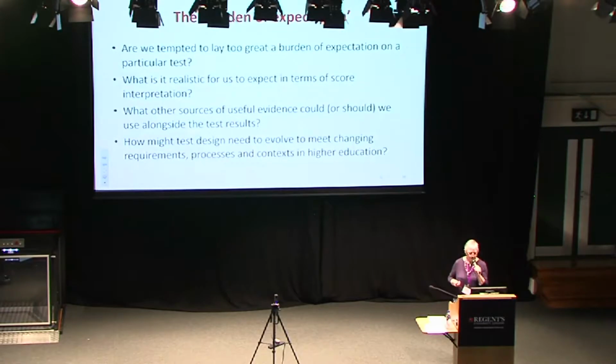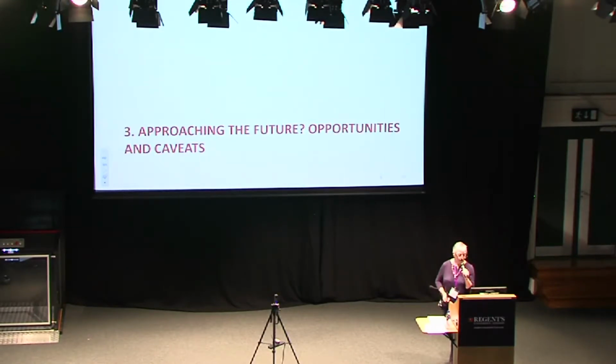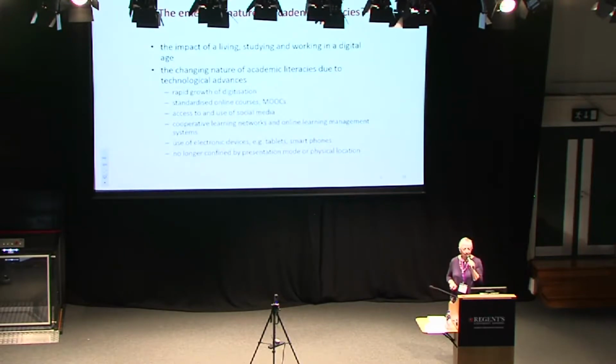And then there's a question which moves us on into the future. How might test design need to evolve to meet changing requirements, processes, and contexts in higher education? So just a couple of things to say about, as we approach the future, opportunities and caveats in relation to emerging trends, I think. There's definitely an emergent nature to academic literacies. The way I studied as an undergraduate is not the way my daughters studied as undergraduates, and it will not be the way my grandchildren study.